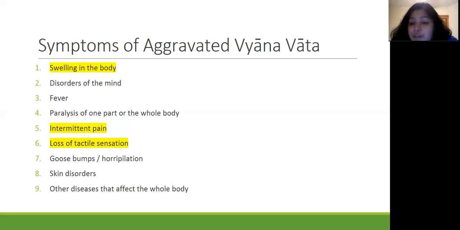Aggravated Vyana Vata can also cause intermittent pain, because again, it's moving all over the place. So wherever it's concentrating, there'll be pain there. All of a sudden it'll move somewhere else, so the pain subsides. Then it'll come back again, then the pain will be there again. So it's constantly moving, so there won't necessarily always be constant pain. When it gets to the stage of constant pain, it's indicating something else, okay?